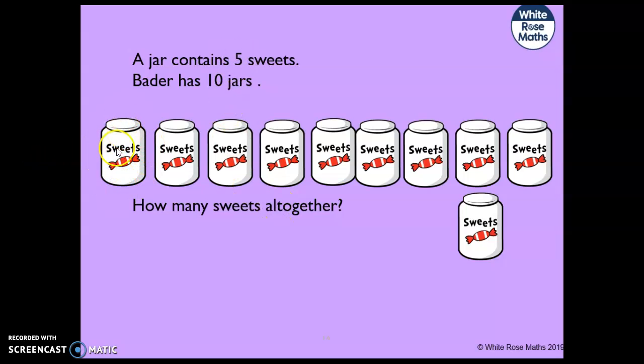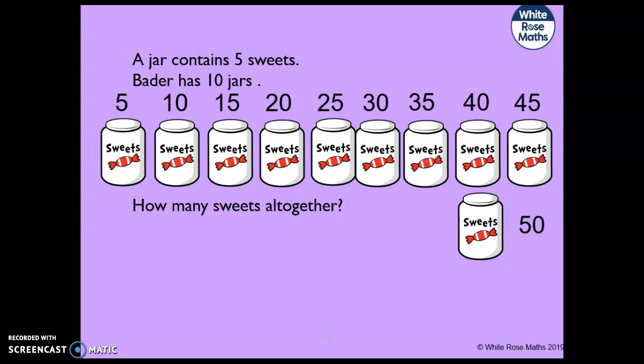We've got to imagine these jars as a group. Each group has 5 sweets in. We've got 10 groups. So if we're counting 5, so we've got 5, 10, 15, 20, 25, 30, 35, 40, 45, 50. How many sweets altogether? 50.